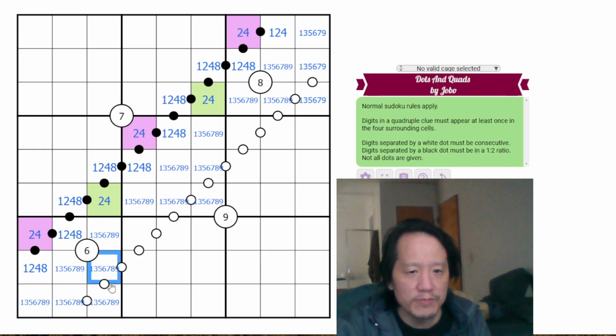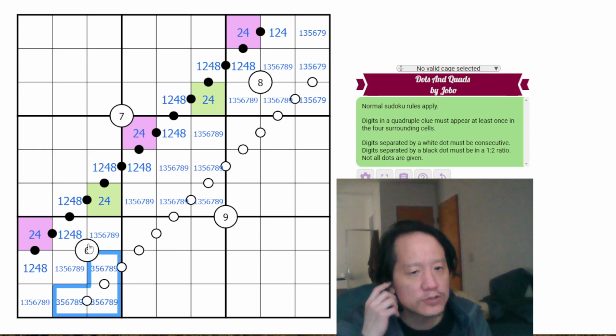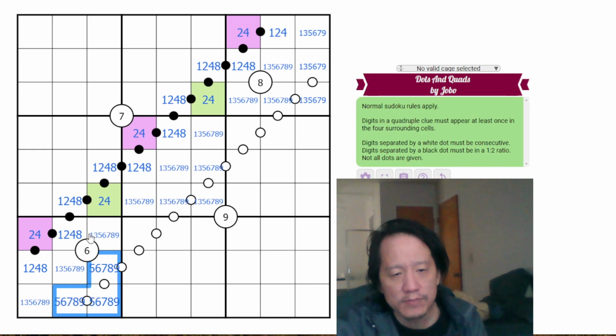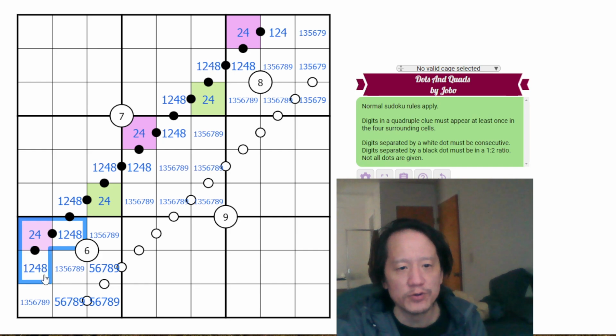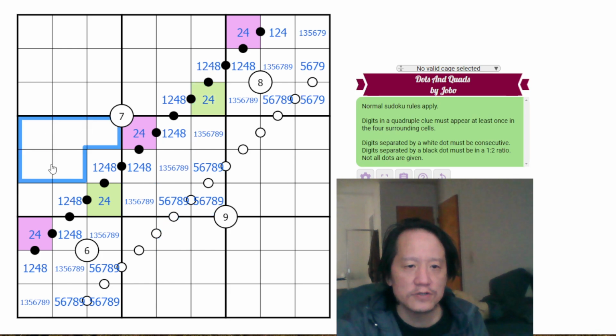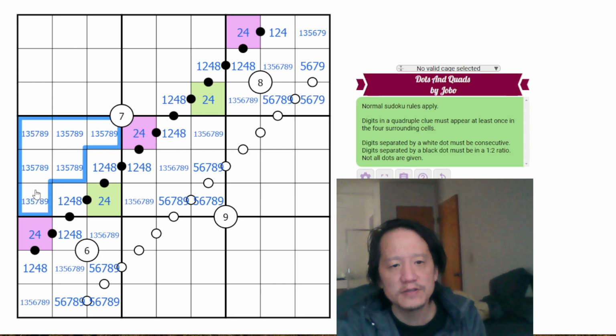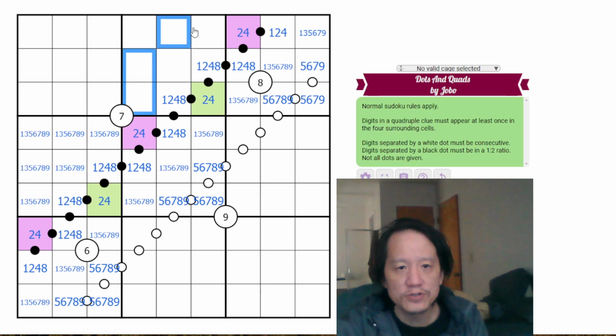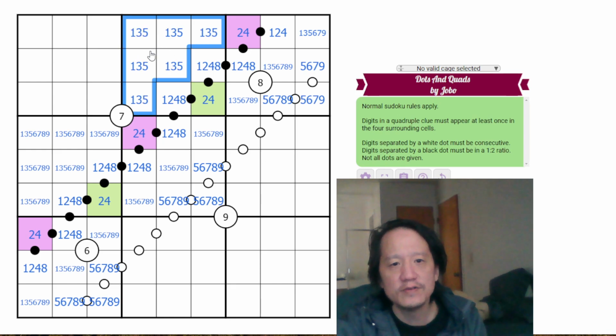Now, what can be consecutive here? 1 cannot be, because 1 has to be consecutive with 2 only, so 1 is out here. 3 cannot be, so 3 is out here, right? Because 3 is consecutive with 2 and 4, and they're all over there. Therefore, this has to be 5, 6, 7, 8, or 9. So it's similar here, and in this box too. So 1 and 3 have to be along this diagonal. This is also 1, 3, 5, 6, 7, 8, 9. These are also 1, 3, 5, 6, 7, 8, 9.